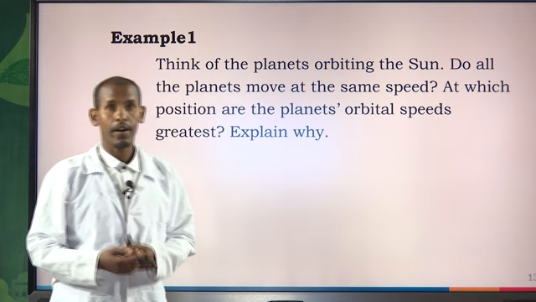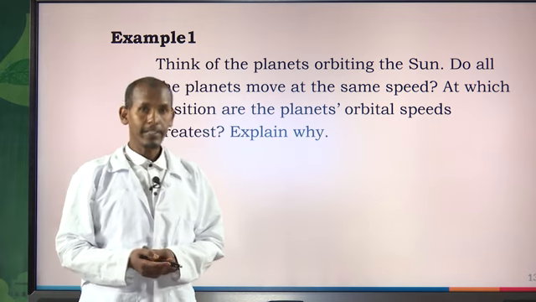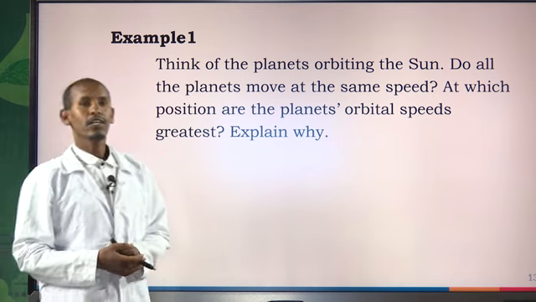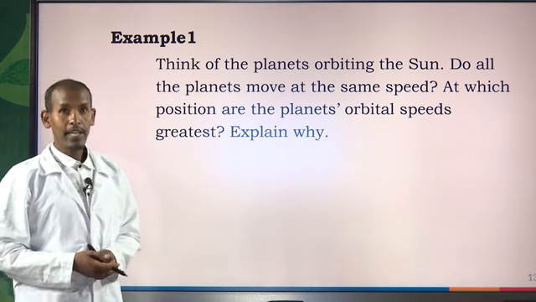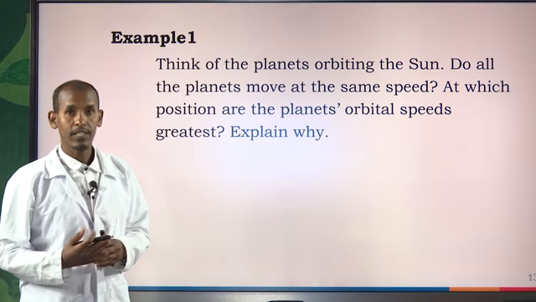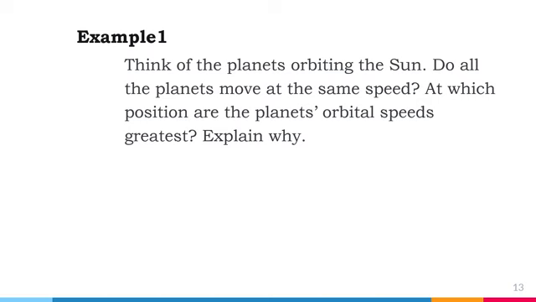Okay, let's do an example concerning this one. Example 1. Think of a planet orbiting the sun. Do all the planets move at the same speed? At which position is the planet's orbital speed greatest? Explain why. We can answer this question based on Kepler's law of planetary motion.